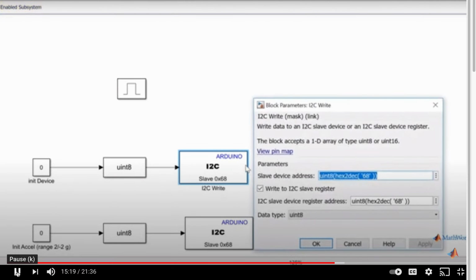The first is a power management register. The address of this is as follows. The first is the address of the sensor.